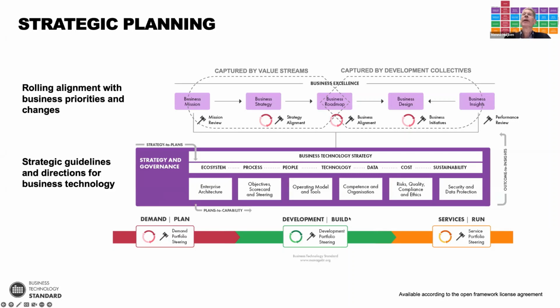But as you can see, we have made tiny improvements on it. We have, for example, added here also the topic of sustainability, and also related it back to managing by value stream and development collectives. So still, to put this picture in context, the upper part is really telling about the strategic planning and how to do a rolling alignment with the business priorities. So that's also important for business technology strategy, that is rolling.